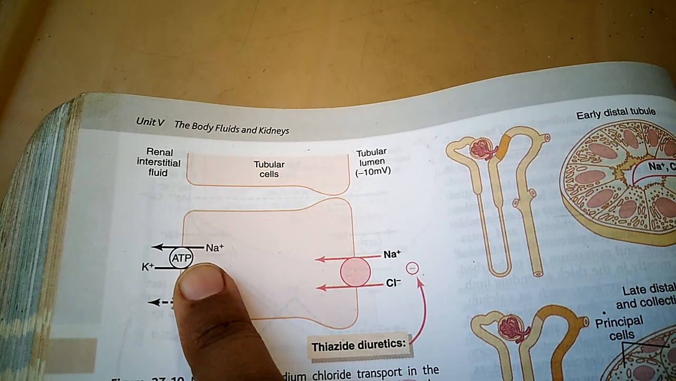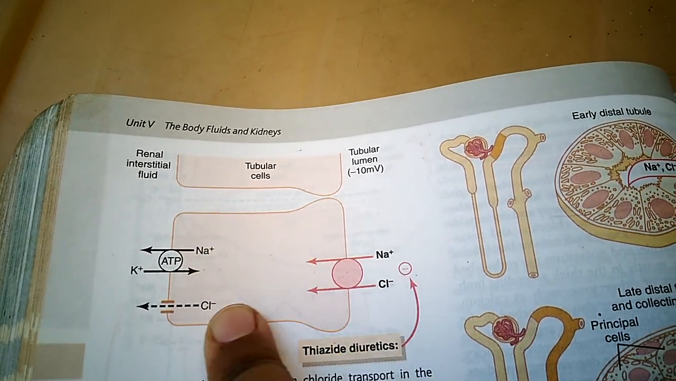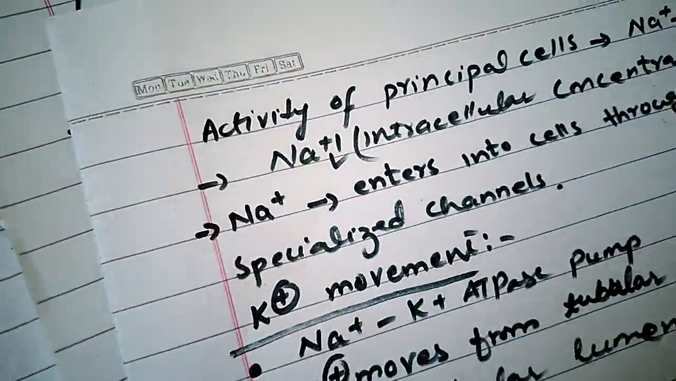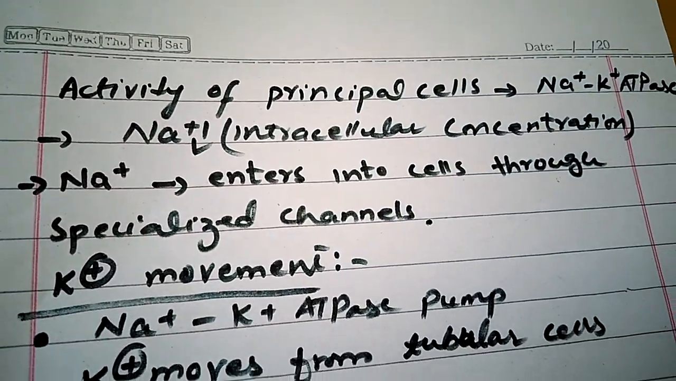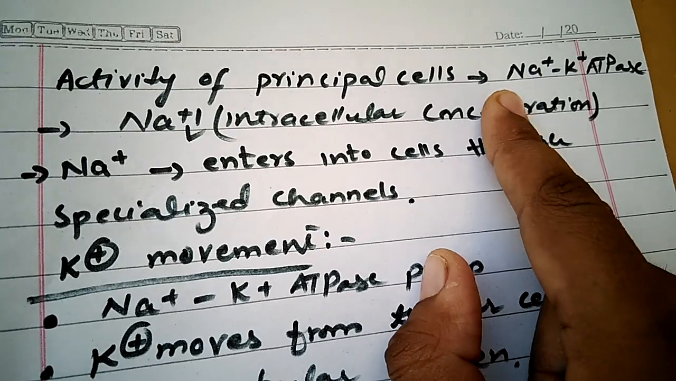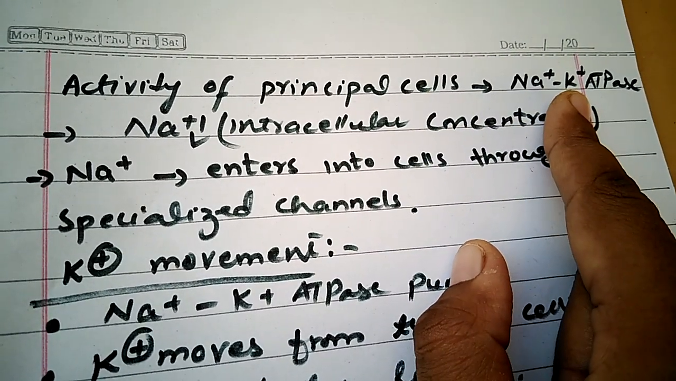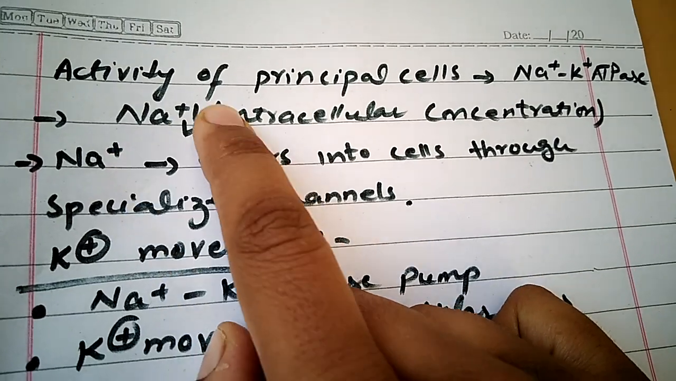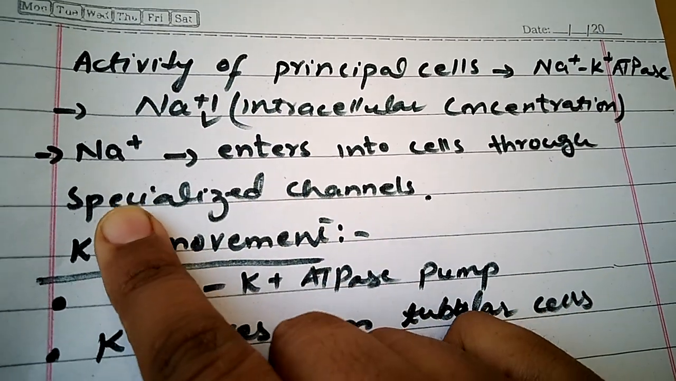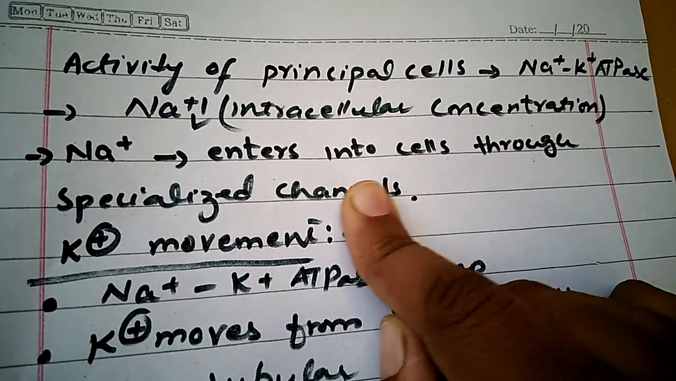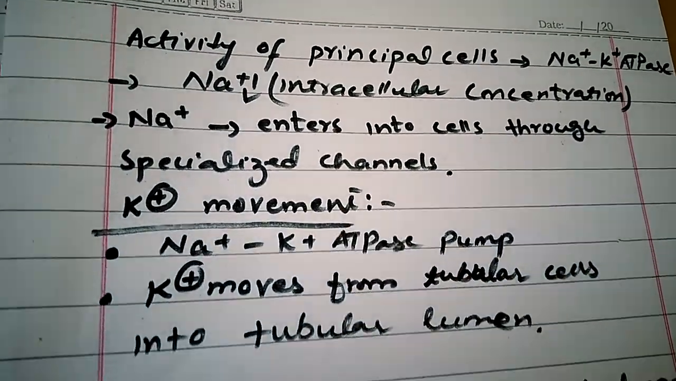Due to this sodium potassium ATPase pump, the intracellular concentration of sodium is kept low. Activity of principal cells causes or activates the sodium potassium ATPase pump. This causes a low intracellular concentration of sodium, and this favors sodium entering into the cells through the specialized channels.